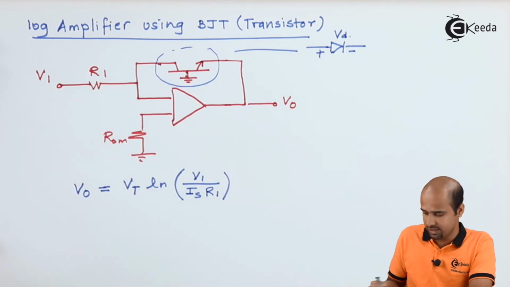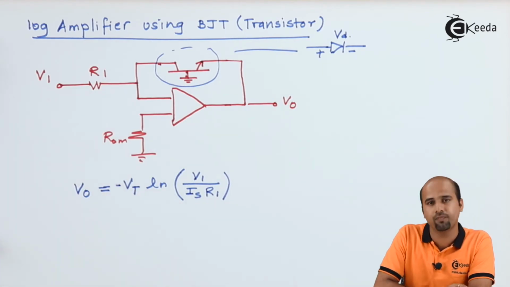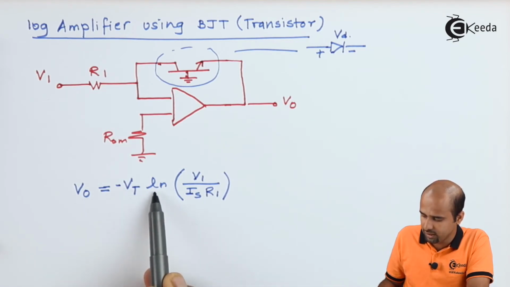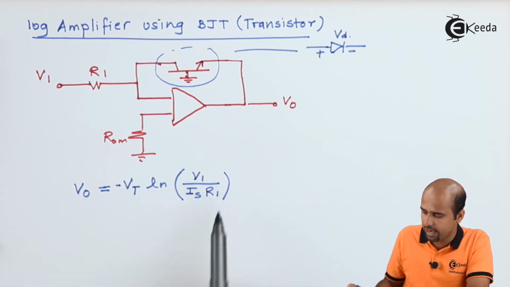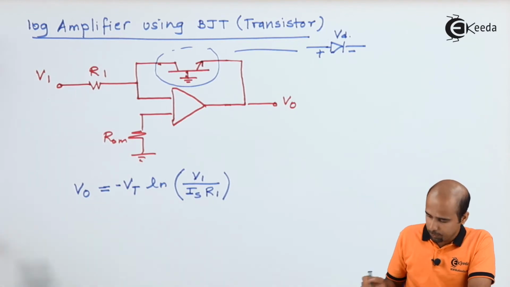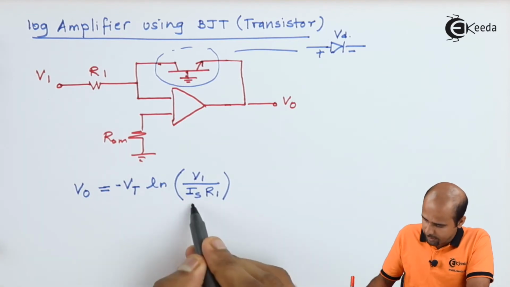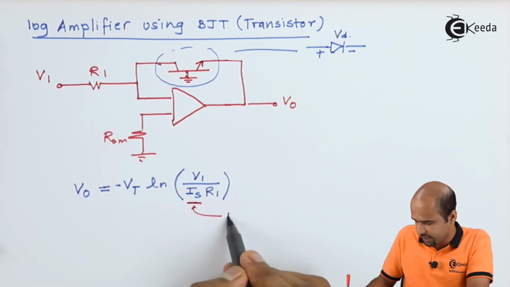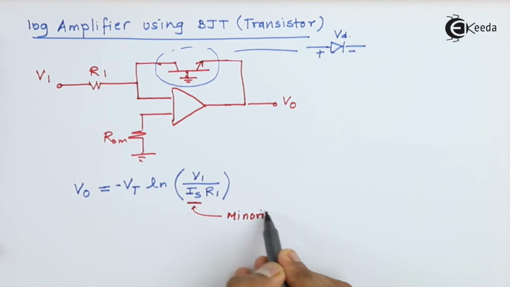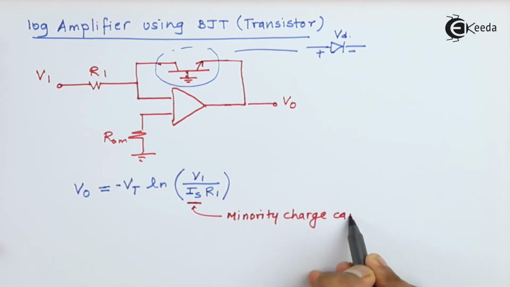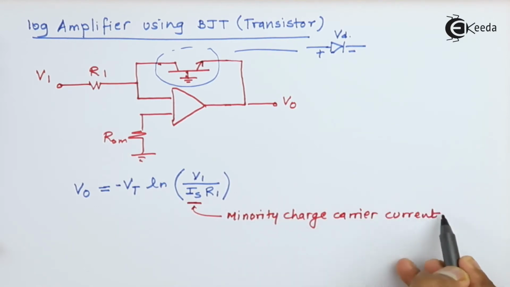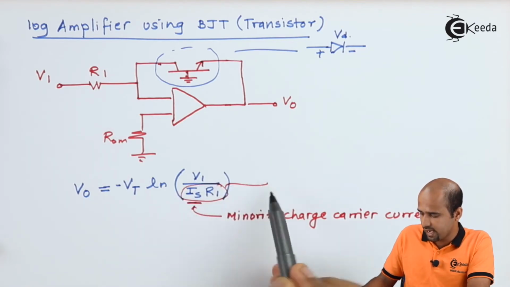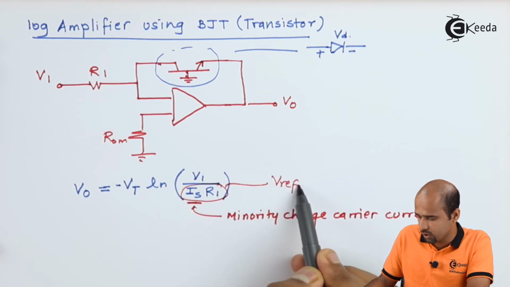Now the problem here is with the minus sign. VO will become minus of Vt ln V1 divided by Is into R1. Now the problem here is with respect to Is, right? This Is is the minority charge carrier current, and Is multiplied by R1, we will take this as V reference voltage.